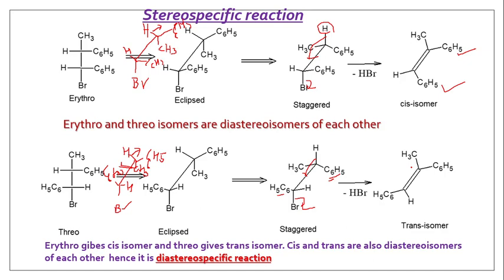So beta elimination or dehydrohalogenation or E2 elimination is a diastereospecific reaction because the erythro isomer of the reactant gives the cis product and the threo isomer of the reactant gives the trans product. Erythro and threo are diastereoisomers of each other. Similarly, in the product, cis and trans isomers are also diastereoisomers of each other. So that's why the dehydrohalogenation reaction or beta elimination reaction is a diastereospecific reaction.